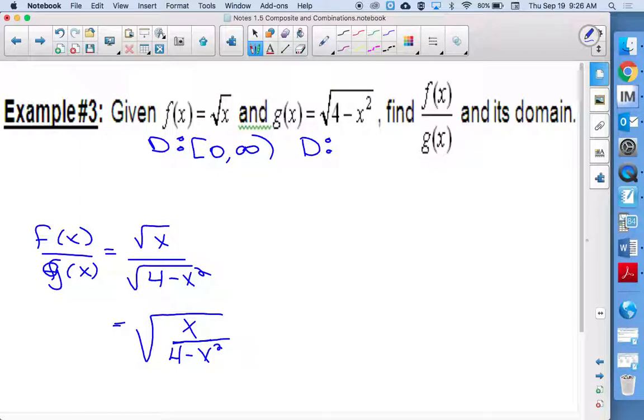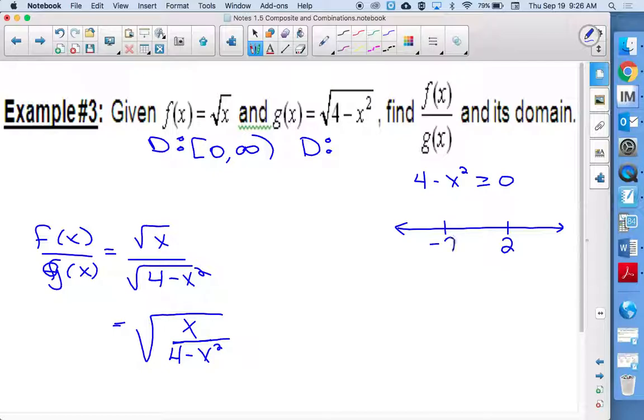Now let's look at the other domain. So we have the square root of 4 minus x squared. So doing a little side work here, that has to be greater than or equal to 0. Hannah? Bracket 2 positive infinity. So she said bracket 2 positive infinity. How'd you get that? Well, I know that 2 squared is 4, so 4 minus 4 is 0. So 2 squared, okay. But what other number could it be?